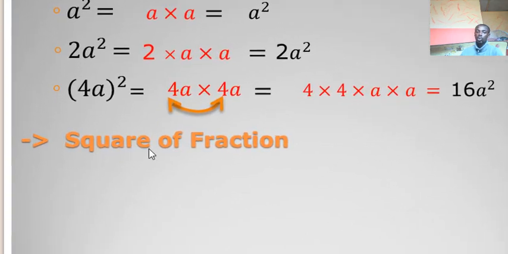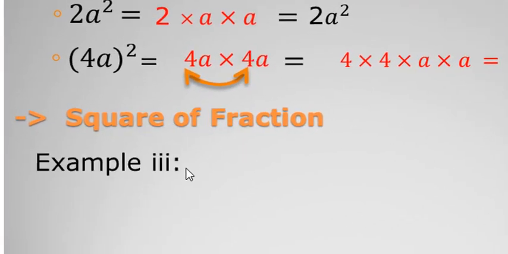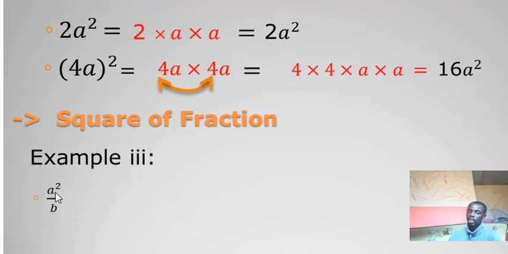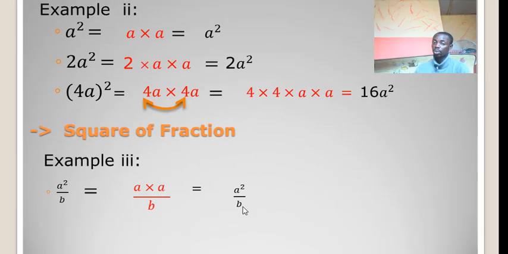Okay, now square of fractions. Here in this example, we're going to be considering a squared over b. A squared over b can be written as a multiplied by a all over b, and that is still a squared over b. No other way of expressing that.